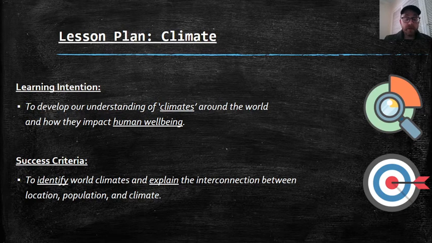Our success criteria is to identify world climates and explain the interconnection between location, population, and climate. So our two major areas of study in Year 10 Geography are, in term 3 we look at environmental geography, but in term 4 we look at human well-being. So we look at the health and happiness of humans around the world, and really this lesson is kind of the bridge between those two areas of study. So we're looking at how the climate, how the weather, rainfall, temperature of a region can impact our health and happiness. So instead of looking at environmental change, where humans are messing up the environment, now we're looking at how the environment is impacting humans.